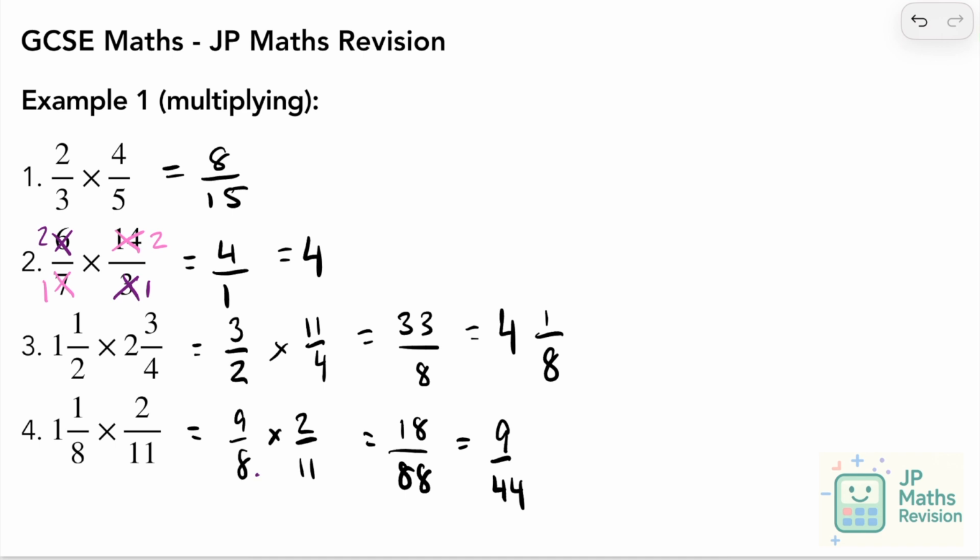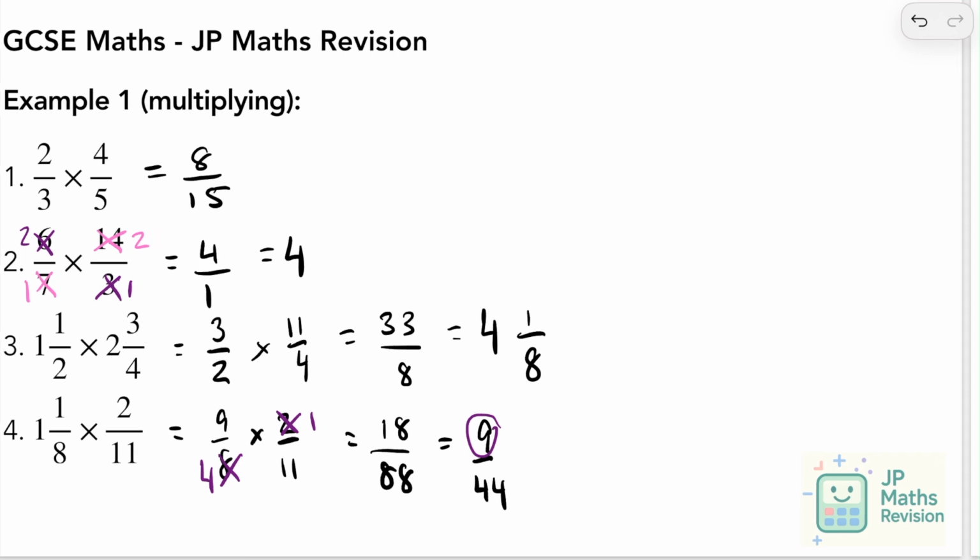But I could have spotted that 2 and 8 both have 2 as a factor. So I could have crossed out this 2 and made that a 1, and 8 divided by 2 to make that a 4. So it would have been 9 times 1, which is 9, and 4 times 11, which is 44. So we got the same answer, just slightly differently.